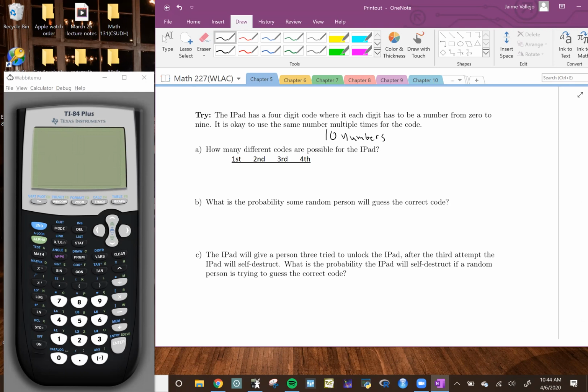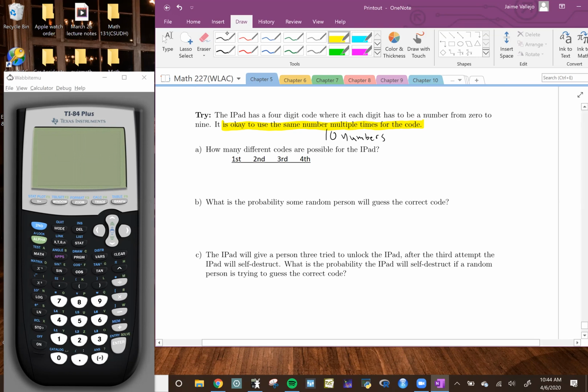All right. So for this one, when we're selecting a passcode, is it possible that I could use the same number, or do I have to use different numbers? No, you can use the same number. Cool. You can use the same number because if you look at the last line, it says it's okay to use the same number multiple times for the code. So that's why this is not a permutation or a combination, because it's okay to use the same number. So what we're going to do is use the first thing that we learned today, which is the multiplication rule for counting.